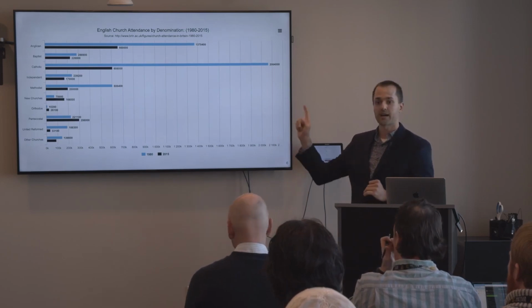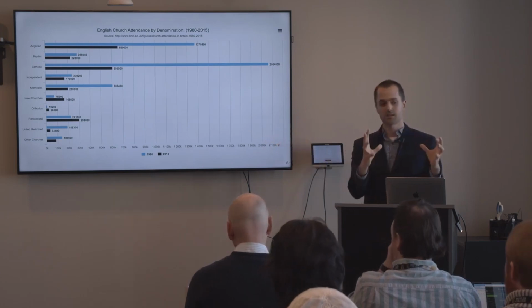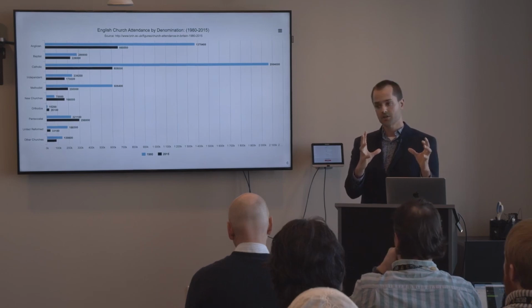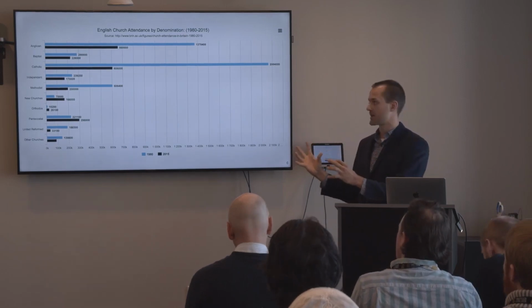Now, if this data set went back to 1960, you would see an even greater decrease. So from 1960 to 1980, church attendance within the Church of England halved. From 1980 to 2015, it halved again.